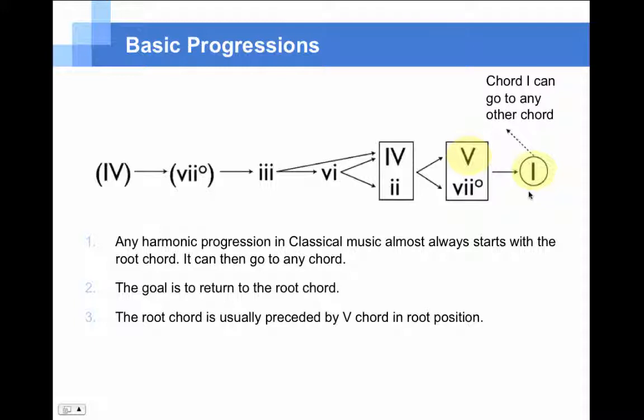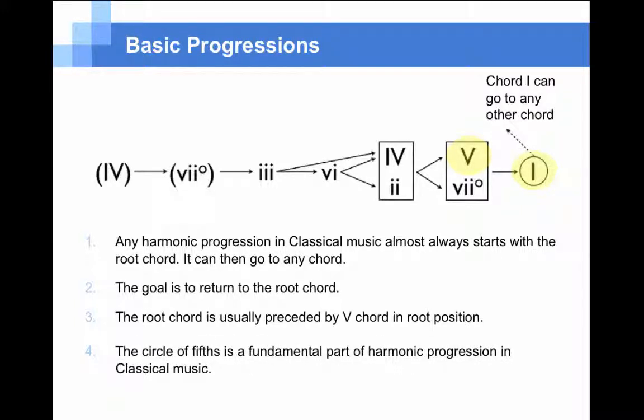So if you look closely here, from 1 we can go to the 4th chord by going down a fifth. And then we can go down a fifth again to get to the 7th diminished chord. Same thing again, go down a fifth to get the 3rd. Then we go down a fifth to get to the 6th chord. Down a fifth to the 2 chord. Then down a fifth to the 5th chord. And then back to the 1 chord. What this signifies gives us point number 4. That the circle of fifths is a fundamental part of harmonic progression in classical music.